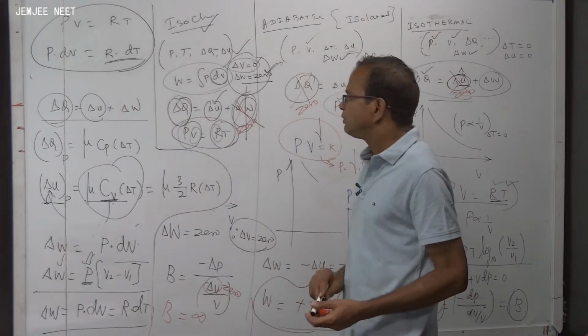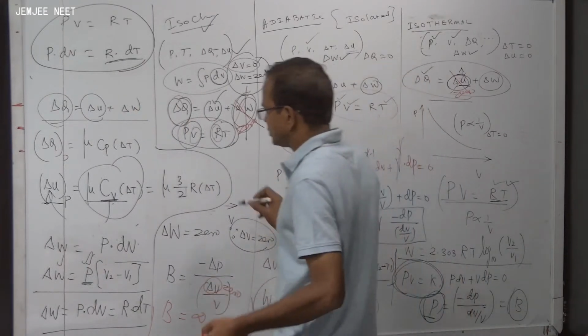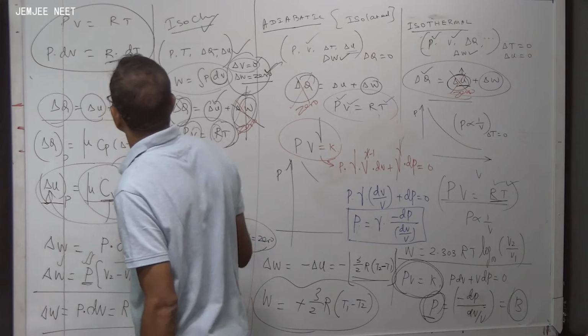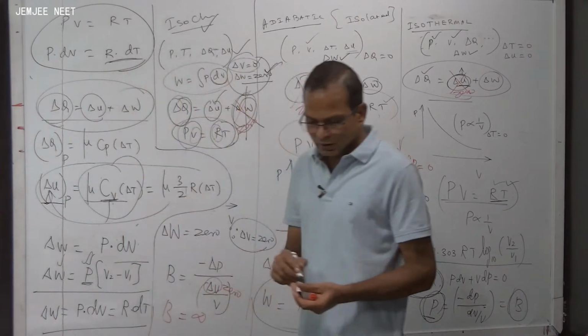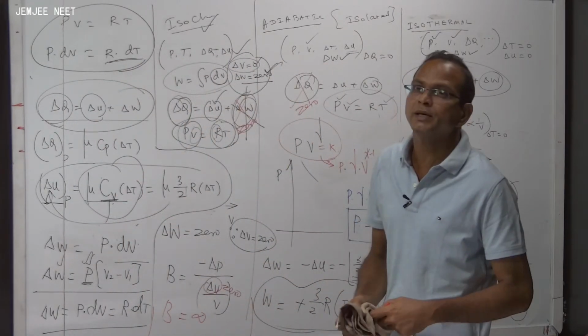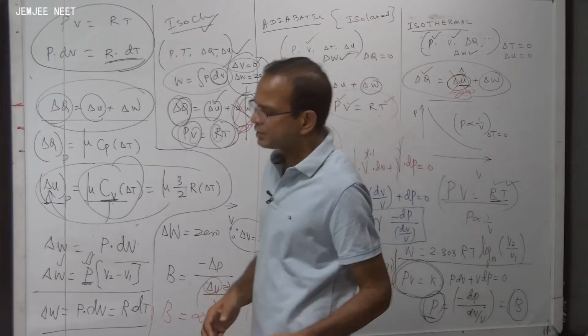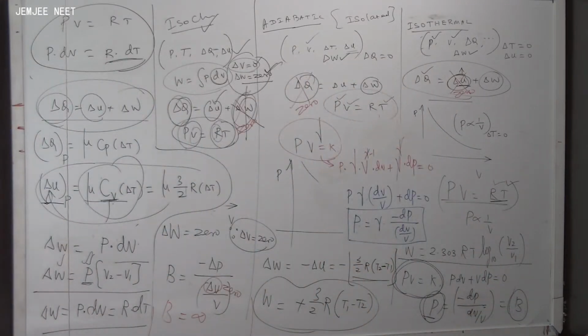Now I want to continue with the same isochoric case. Whenever you want to calculate internal energy, what's the best way to manage internal energy? Taking constant volume. Yes, that's the best way to manage internal energy, right?